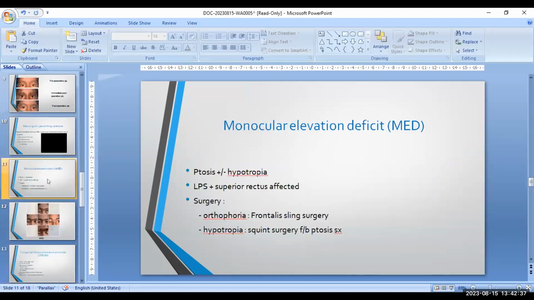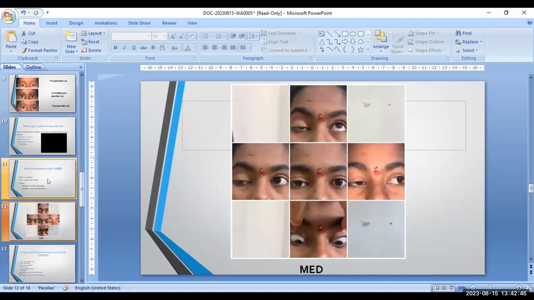Monocular elevation deficit. In this case, there is ptosis and hypotropia. LPS and superior rectus are affected. Mainly, frontalis sling surgery is the surgery of choice. If the squint is present, we have to operate on it first and then go ahead with the ptosis surgery. In this picture, we can see there is a limitation of elevation of the right eye. Other movements are normal.